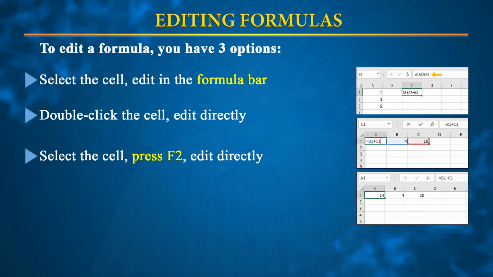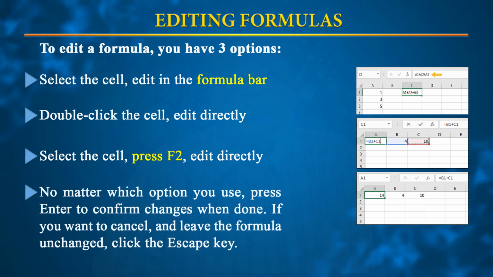Or you can select the cell and go to the formula bar, as shown by the yellow arrow. In this formula bar, you can edit the formula and then press enter, and the corrected version will be reflected in the respective cell. No matter which option you use, you are supposed to press enter to confirm the changes when it is done. And if you want to cancel or leave the formula unchanged, press the escape key. That means if you decide this is not correct, simply press escape and you will be out of that. So this is something important related to the entering, that is insertion, of formulas and the editing of formulas.